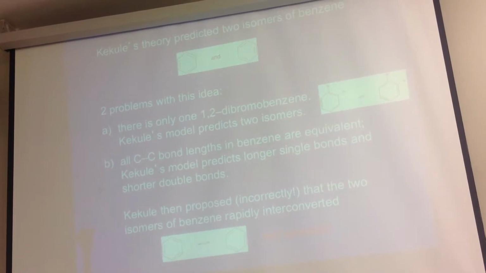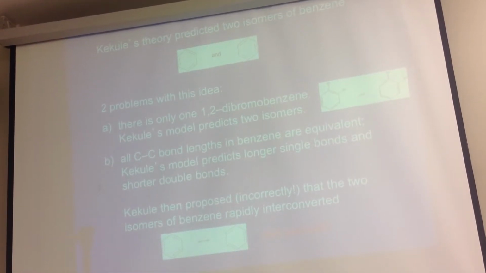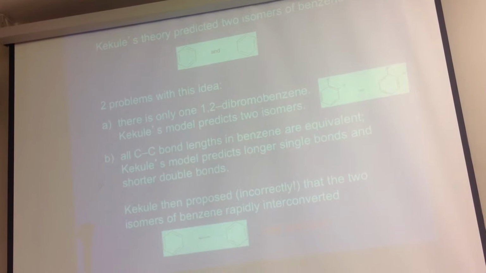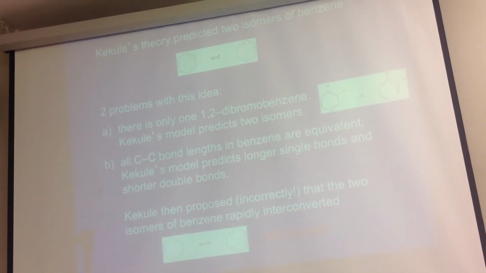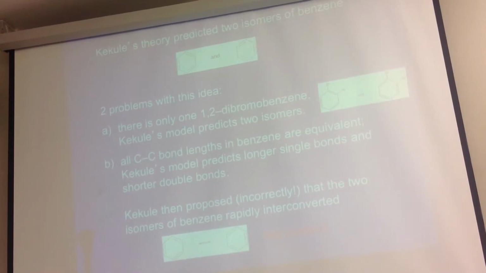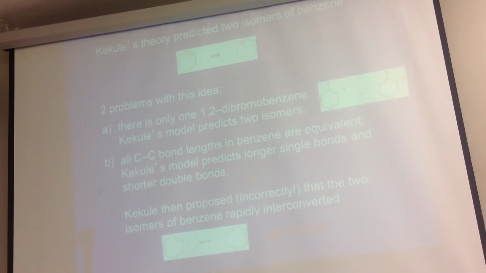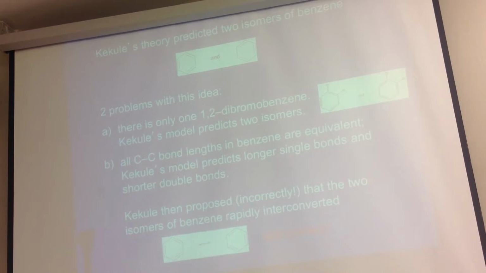Now we know what's going on with that, right? We put a little double-headed arrow in between those, right? And that's resonance structure. But they didn't know that. He said, no, it's two isomers. There are some problems with that idea. When you make 1,2-dibromobenzene, there is only one 1,2-dibromobenzene.